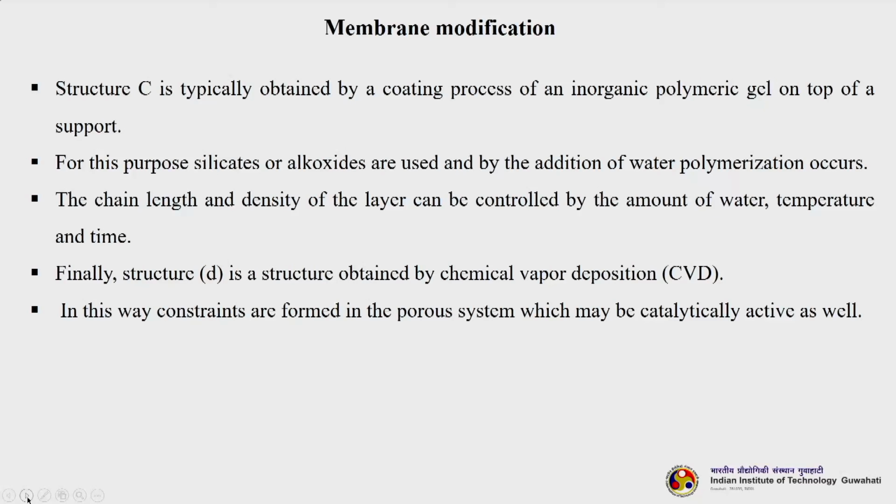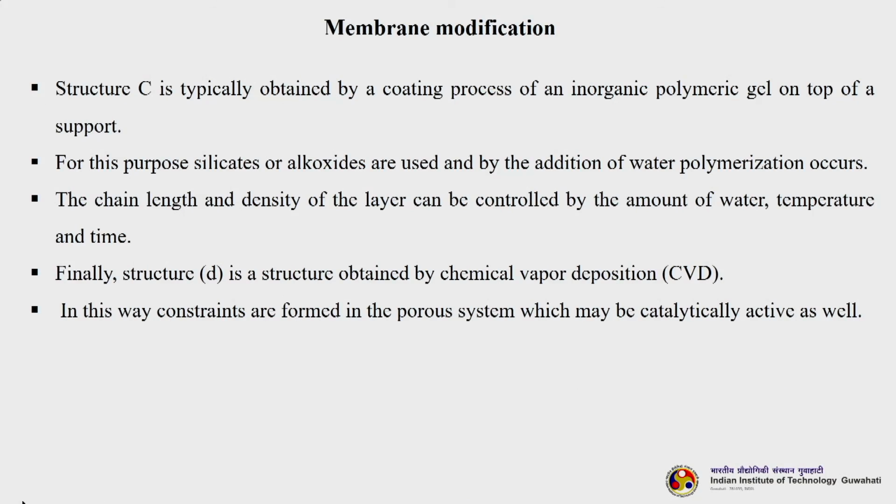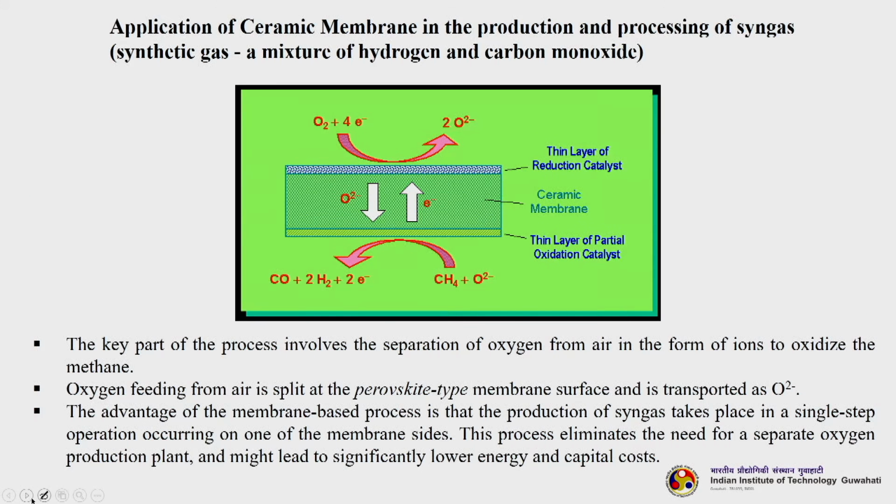Finally, structure D, which is what I was talking about, this constriction. So, this is done by a chemical vapor decomposition process. Okay. At very distinct sites inside the membrane pores we can deposit these nanoparticles, which are also catalytically active. So, in this way constrictions are formed in the porous system, which may be catalytically active as well.